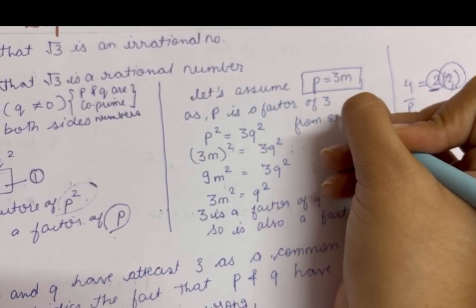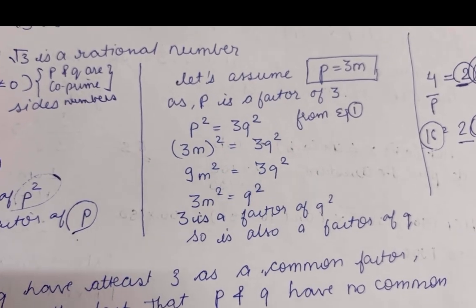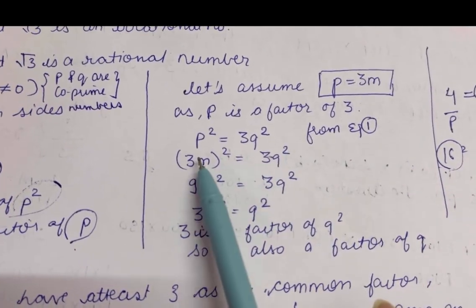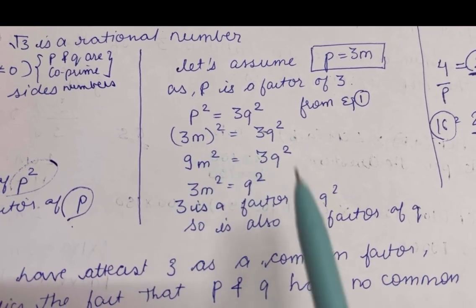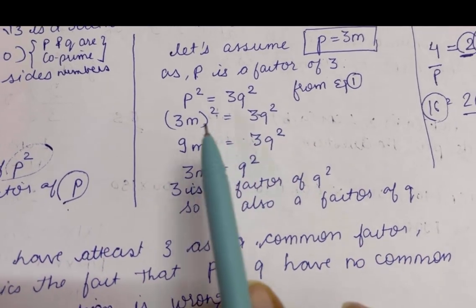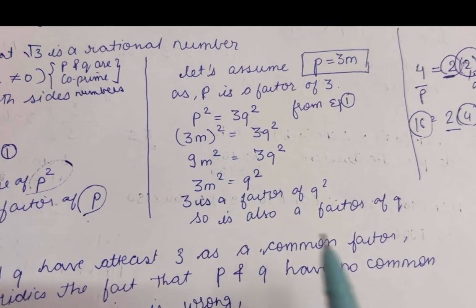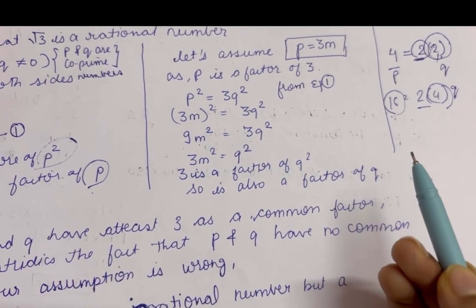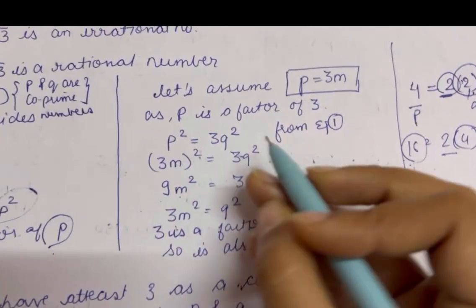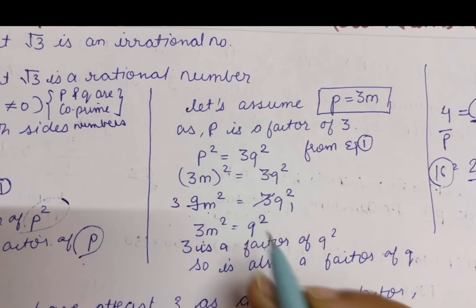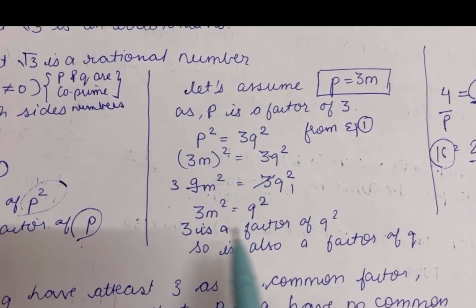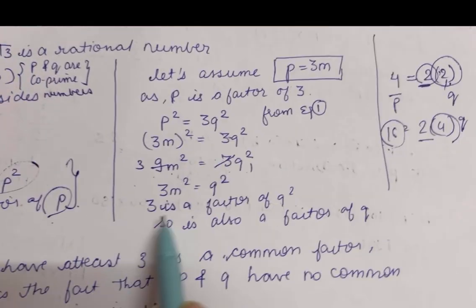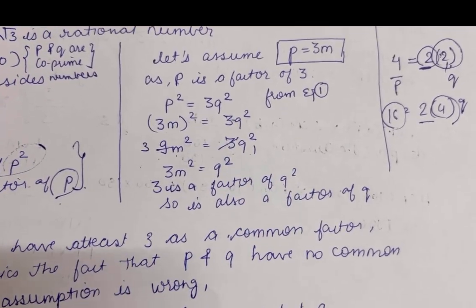From equation 1, we have written p square is equal to 3q square. Now we'll substitute this value, 3m is equal to p. So 3m whole square is equal to 3q square. On solving the square, we got 3m square is equal to 3q square. On solving, 3 ones are 3 and 3 threes are 9. We got 3m square is equal to q square. So from the same explanation, I could say that 3 is a factor of q square and also 3 is a factor of q.